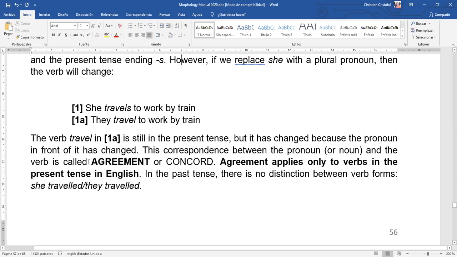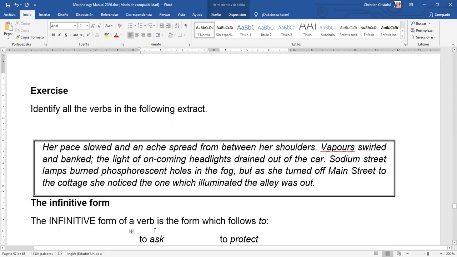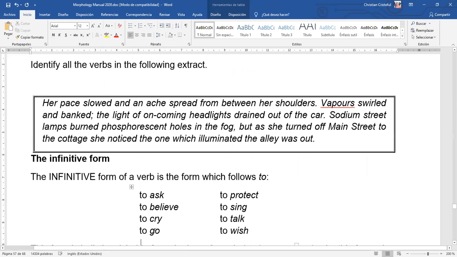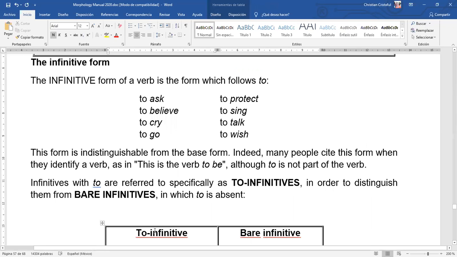Now, English also talks about agreement or concord. Agreement applies only to verbs in the present tense in English. There should be an agreement between the pronoun he, she, and it, and the verb in third person singular form. That's agreement. And it only occurs in present. So super easy in English, unlike Spanish. Here in the exercise, I would like you to find the verbs. It's just finding the verb. And then we're going to talk about the infinitive form.